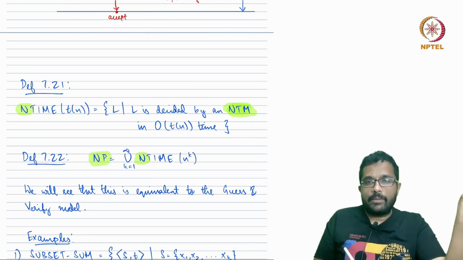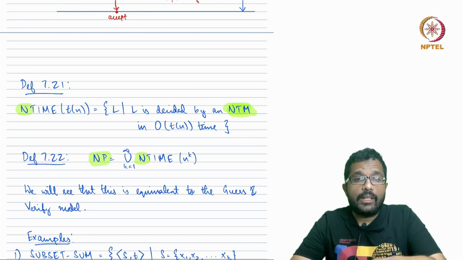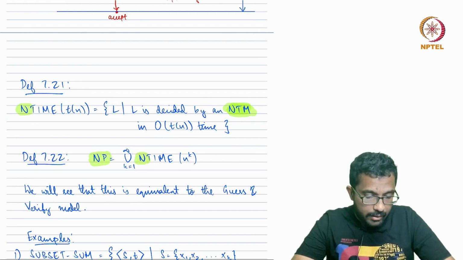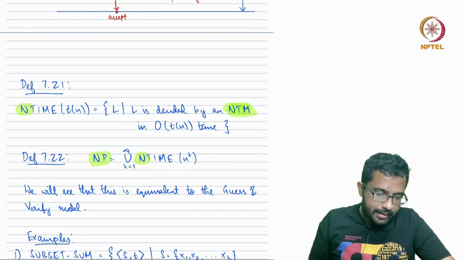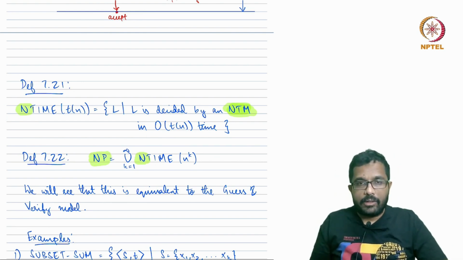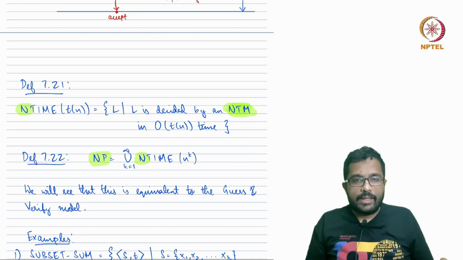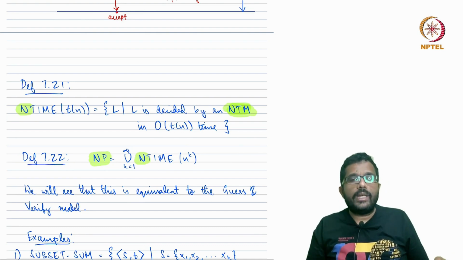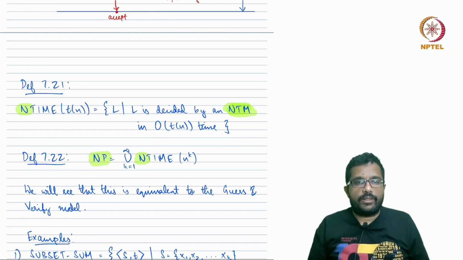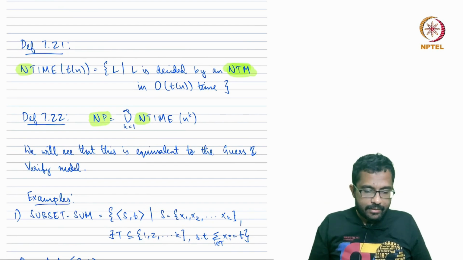Here we have NTIME(n^k), the class of all languages that can be decided by a non-deterministic Turing machine in polynomial time, right? Later we will see that NP has a characterization in the guess and verify model also, but for now I am just mentioning this. The guess and verify model is when you make the non-deterministic choices right at the beginning of the computation. Anyway, we will first see some examples.